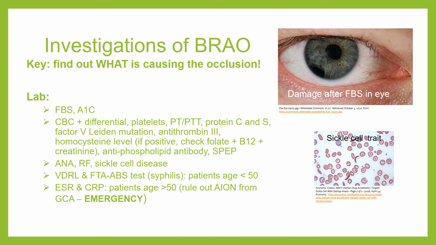VDRL and the FTA-ABS are for syphilis, and this is especially indicated for patients below 50. FTA-ABS stands for fluorescent treponemal antibody absorption test. ESR and CRP are inflammatory markers, and we need to do this especially for patients whose age is greater than 50 to rule out AION from giant cell arteritis.